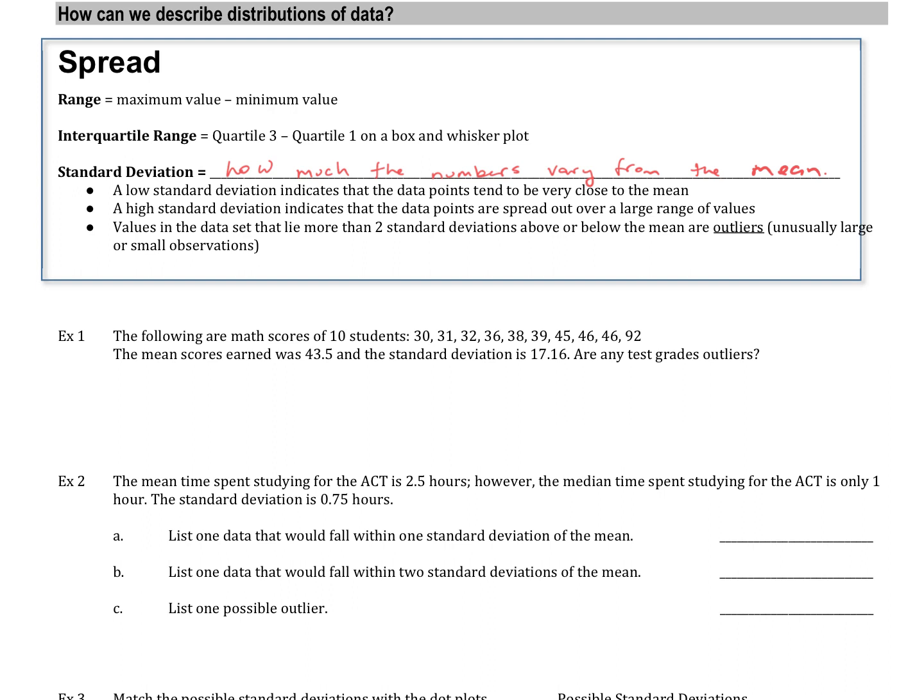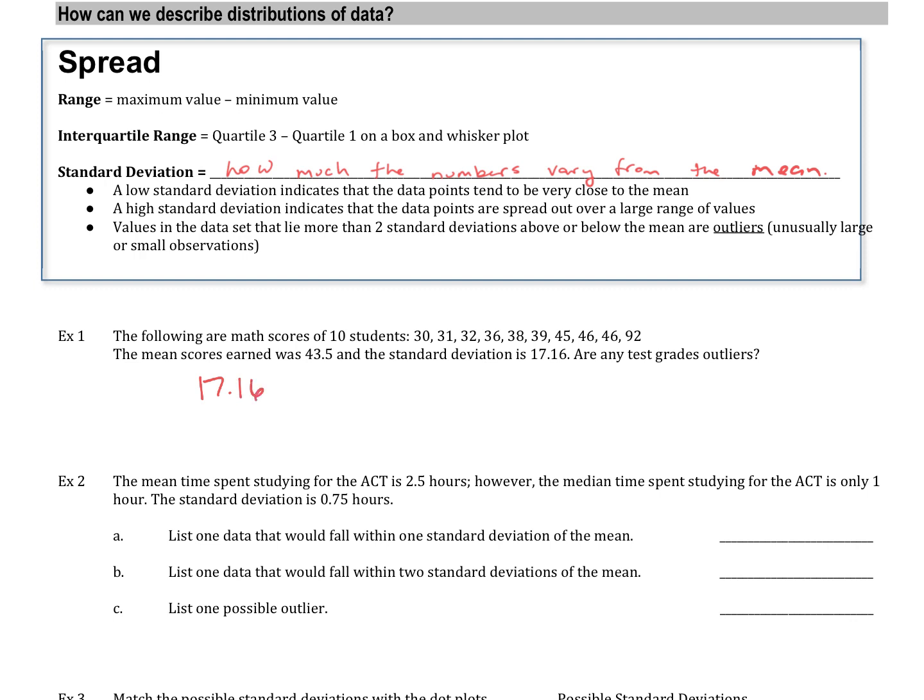So let's go ahead and take a look at what this looks like. The following math scores of 10 students are listed. The mean was 43.5 and the standard deviation is 17.16. Are any test grades outliers? So as I mentioned above, we want to look at doubling the standard deviation.